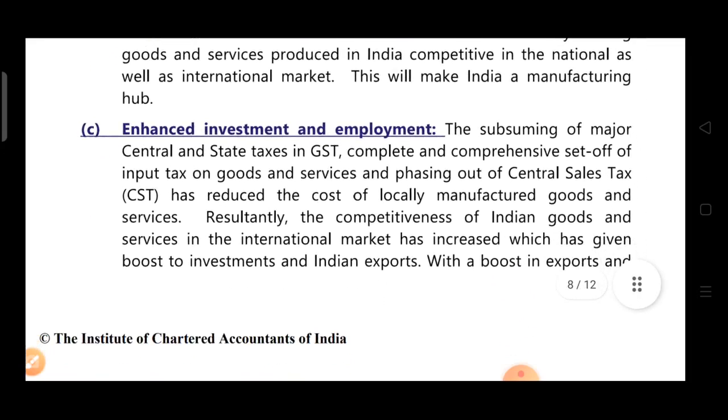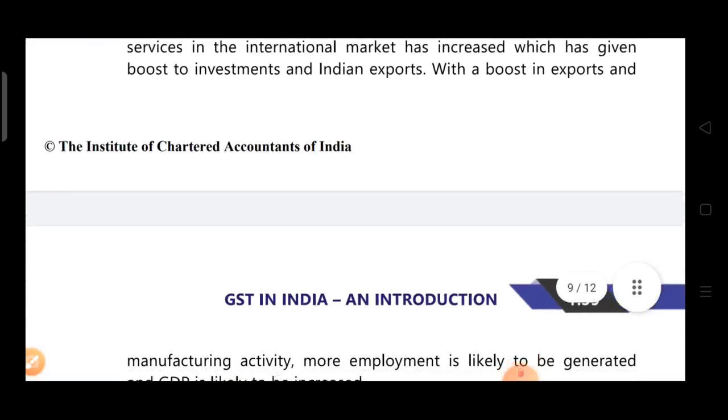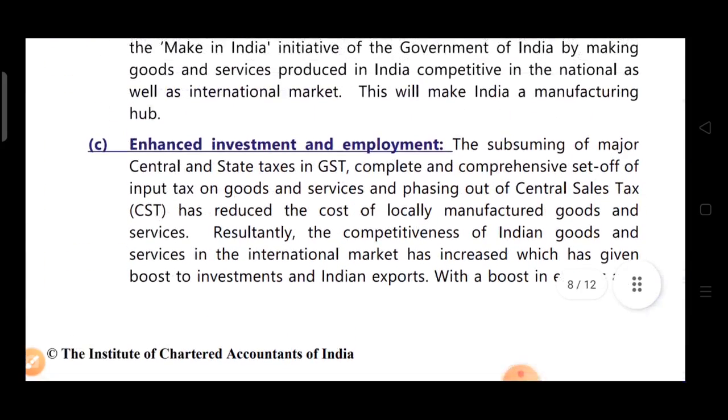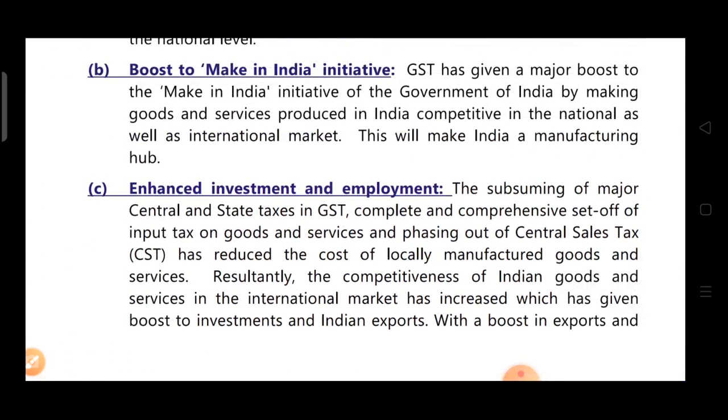Okay. Third point is enhanced investment and employment. The subsuming of major central and state taxes in GST, complete and comprehensive set-off of input tax on goods and services, and phasing out of central sales tax has reduced the cost of locally manufactured goods and services. Resultantly, the competitiveness of Indian goods and services in the international market has increased, which has given a boost to investments and Indian exports. With a boost in exports and manufacturing activity, more employment is likely to be generated and GDP is likely to increase. Same thing, because the cost of locally manufactured goods has been reduced, the price of goods has been reduced.